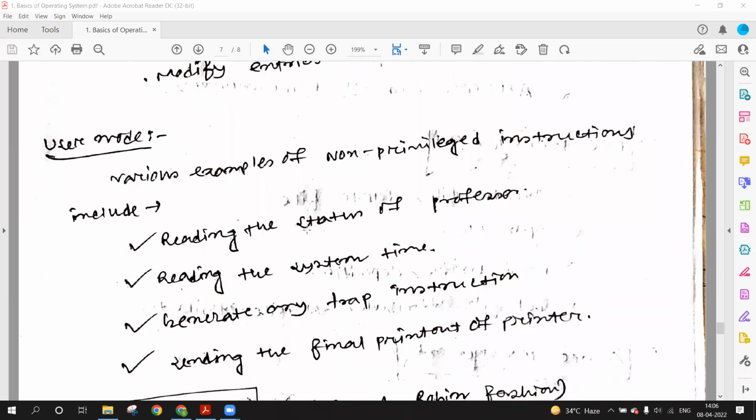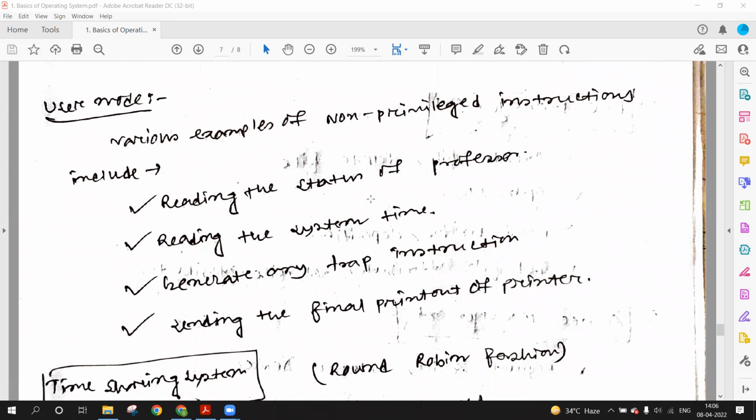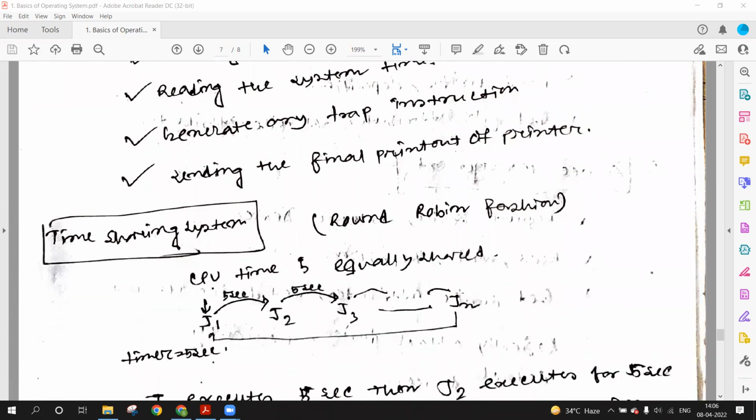And user mode functionalities: various examples of non-privileged instructions include reading the status of the processor, reading the system time, generating any trap instruction, and sending the final printout to the printer.